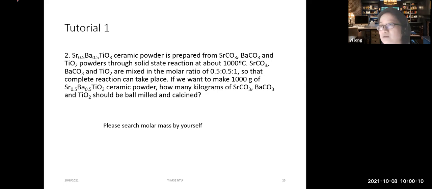Because this is the first step if you go to the lab. For example, your supervisor asks you to produce this ceramic. The first thing you need to do is use a balance to weigh how many grams of strontium, barium, and titanium you need to put inside the ball milling machine. We are going to explain this in the tutorials, because more or less you have learned it before.